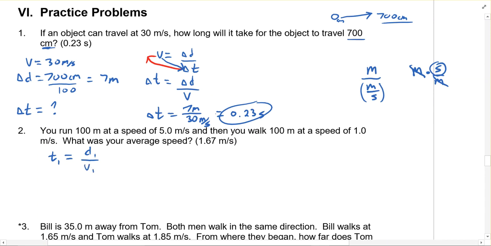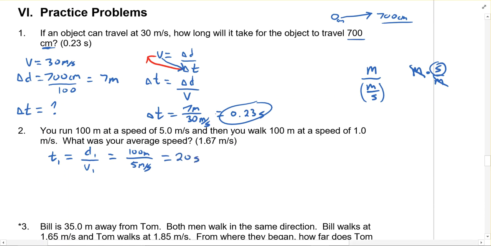And I kind of dropped the change in. You'll see that people do that in physics because it kind of gets annoying drawing that every time, so we just dropped it now. Okay, so that's what we're going to do for time 1. And that's going to be equal to, distance 1 was 100 meters over velocity 1 was 5 meters per second. So T1 is 20 seconds.